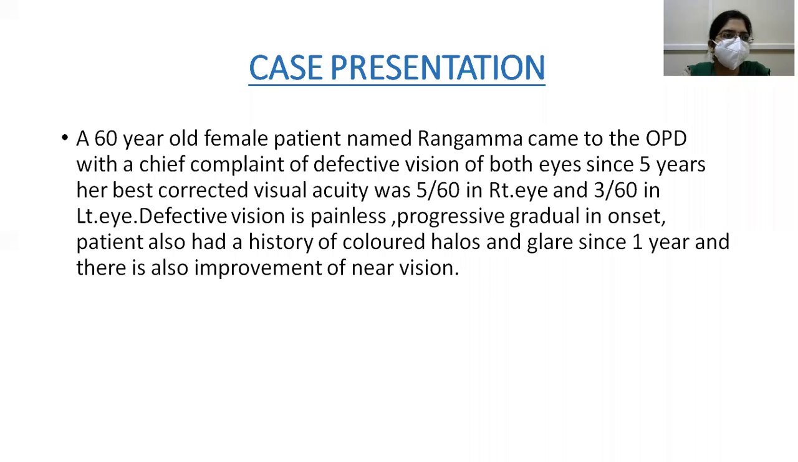Where do you see colored halos? What are the conditions to see the colored halos? In acute congestive glaucoma, early stages of cataract, and mucopurulent conjunctivitis. Very good.